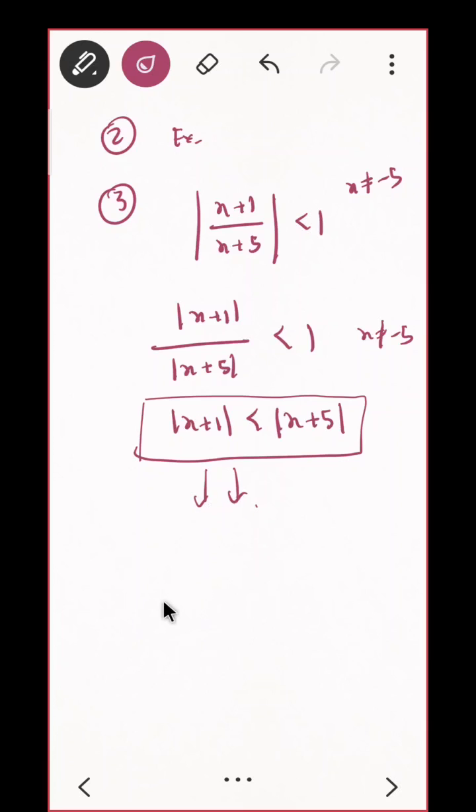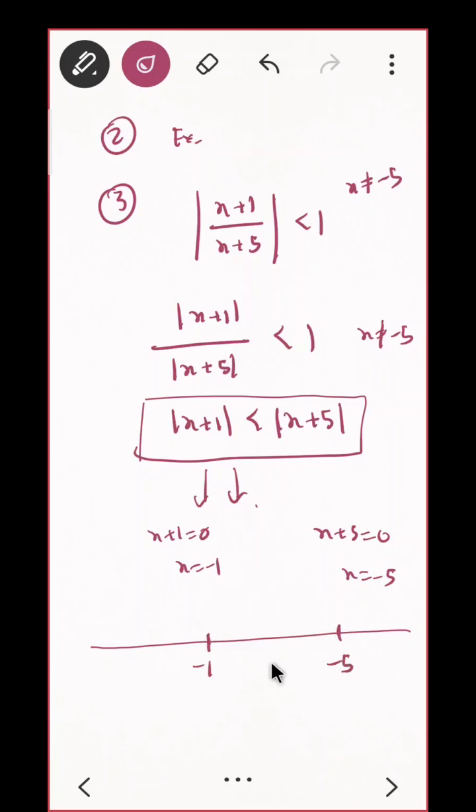Divide the real line in the interval, put this x plus 1 equal to 0 and put this x plus 5 equal to 0. That is, you are having x equal to minus 1 and x equal to minus 5. So what is your real line? Is breaking into minus 1 and here it is minus 5. So when you are having left to minus 1, both the guy is negative. That is, x plus 1 is negative and x plus 5 is also negative. Is that clear?